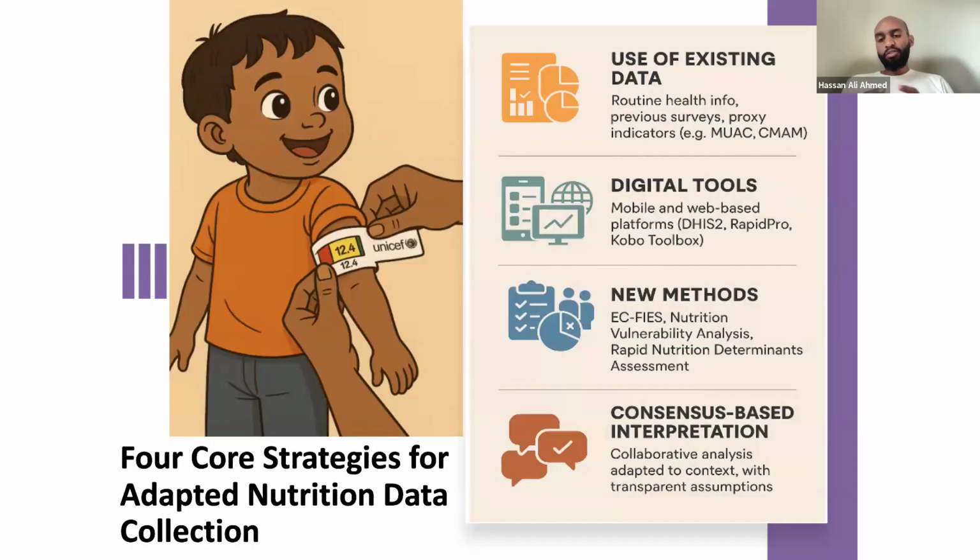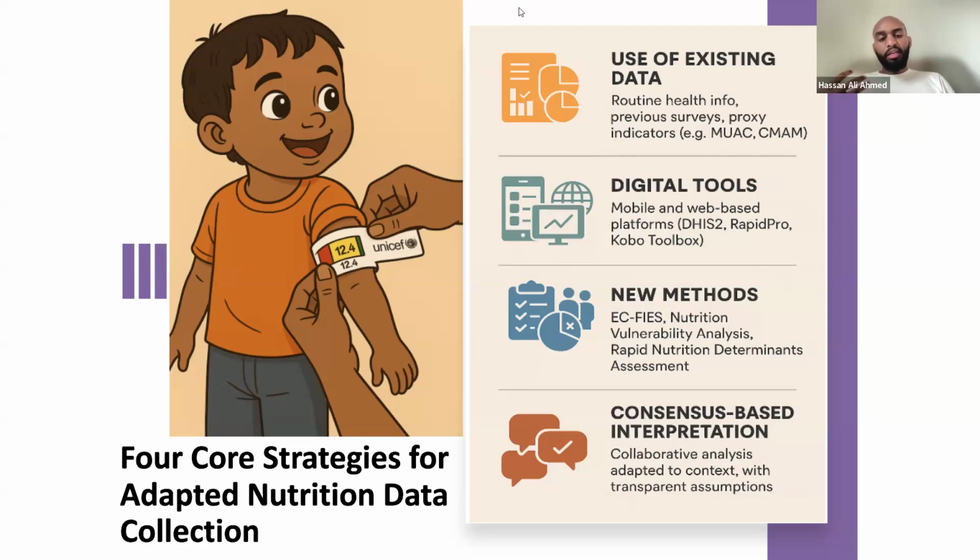So there are 4 core strategies adopted as part of this nutrition data collection. It lays out these 4 core strategies. The first is we use what data already exists, whether from routine monitoring, previous surveys, or even other sectors like food security and health. Second, we want to apply digital tools, DHIS2, RapidPro, KoBo, and many others that are available to continue data collection remotely.